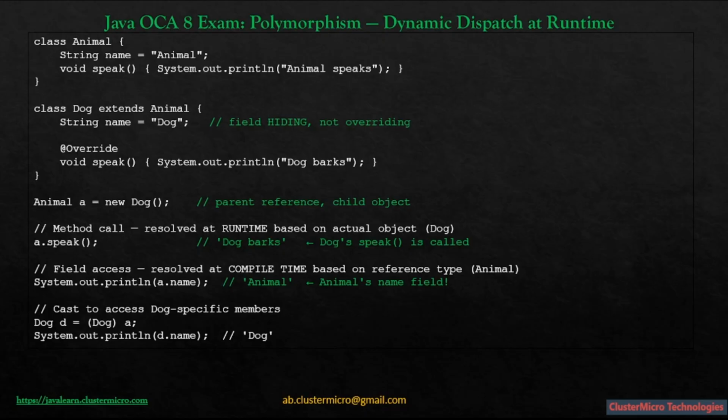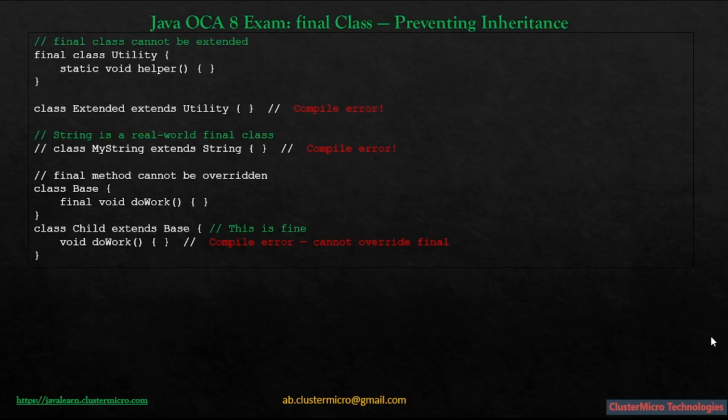Then we come to final class, preventing inheritance. When the final keyword is applied to a class, it means that the class cannot be extended. Any attempt to create a subclass of a final class results in a compile time error. A well-known example is the String class in Java. It is declared as final, which ensures that its behavior cannot be changed through inheritance.